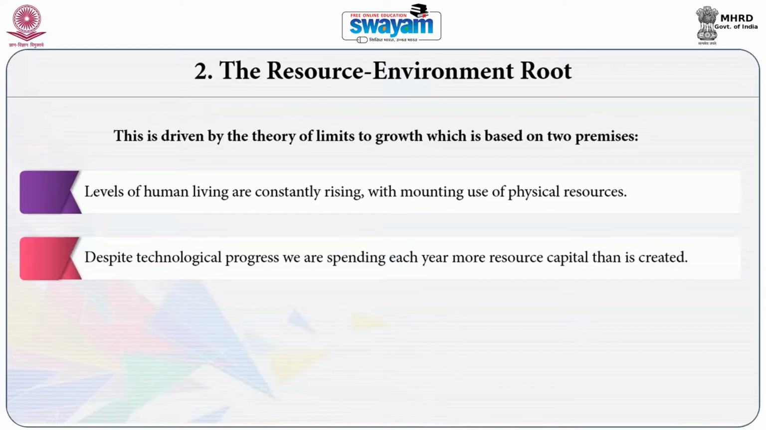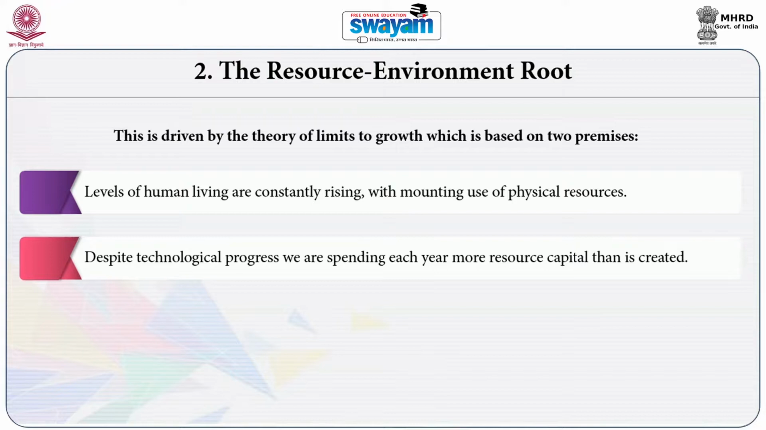That's the first assumption. What's the second assumption? The second assumption is, despite technological progress, we are spending each year more resource capital than is created. So, to the first assumption, people would say we can create better technology. Therefore, even though we're using more resources, our technology would help us use it more efficiently or differently. However, this theory assumes that the rate of technological development does not actually keep up with the amount of use or the amount of pressure we put on the resource.